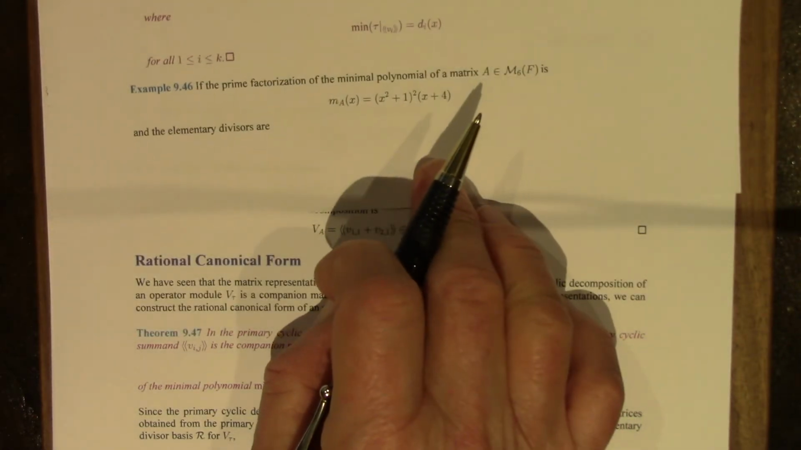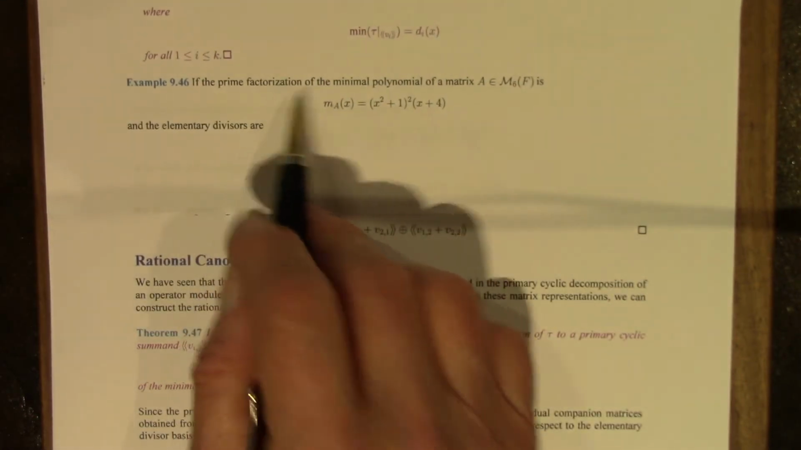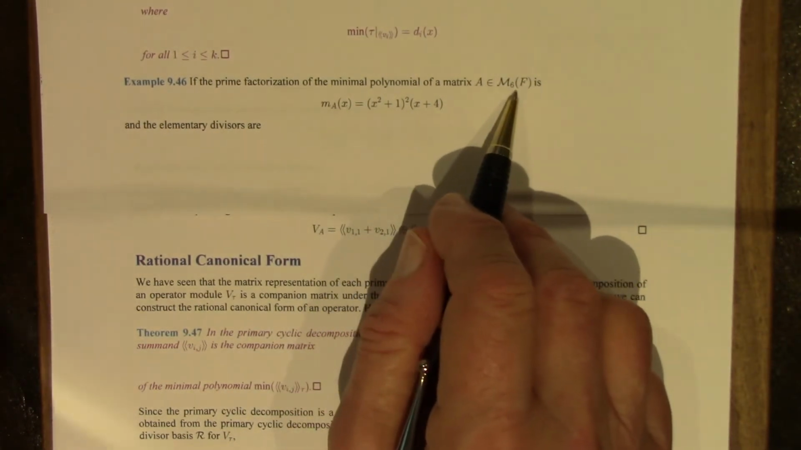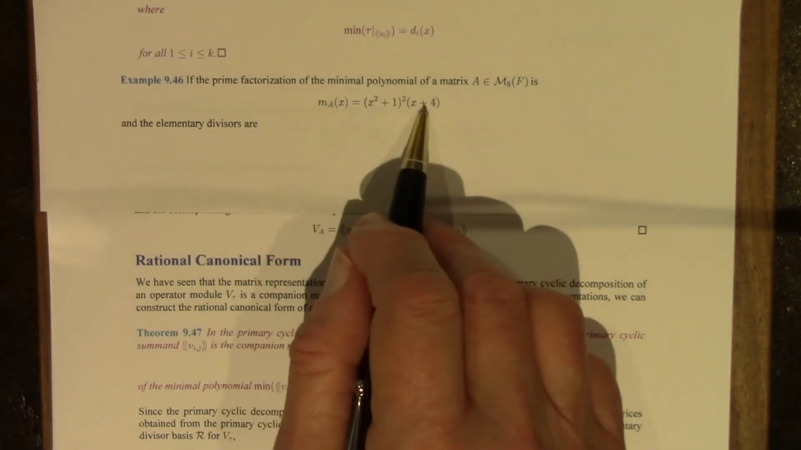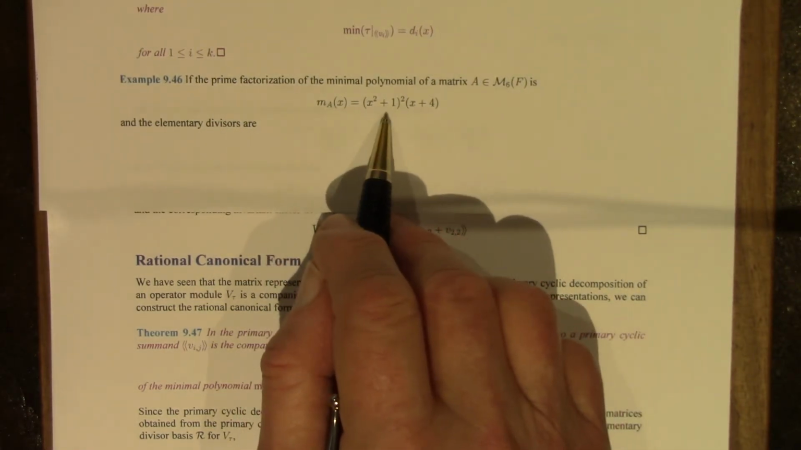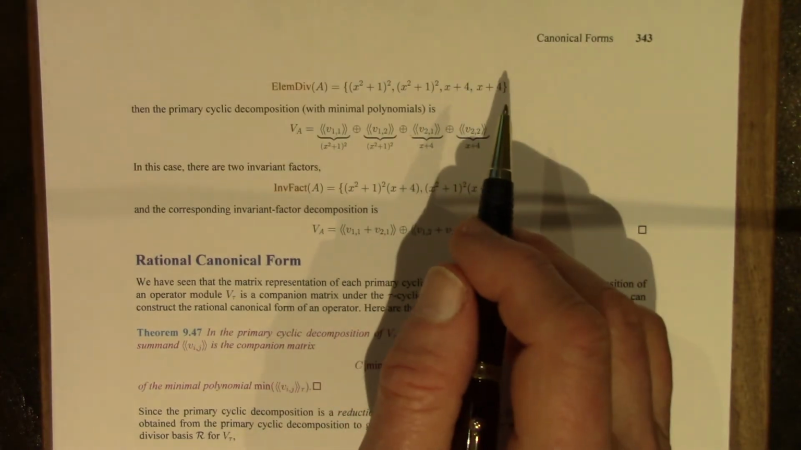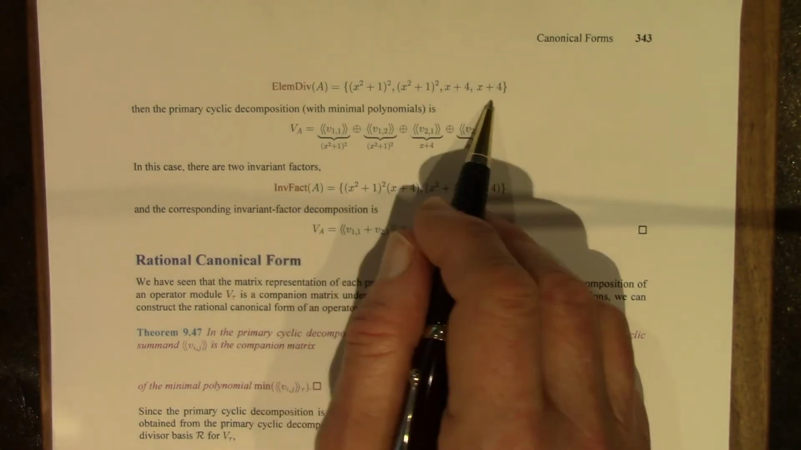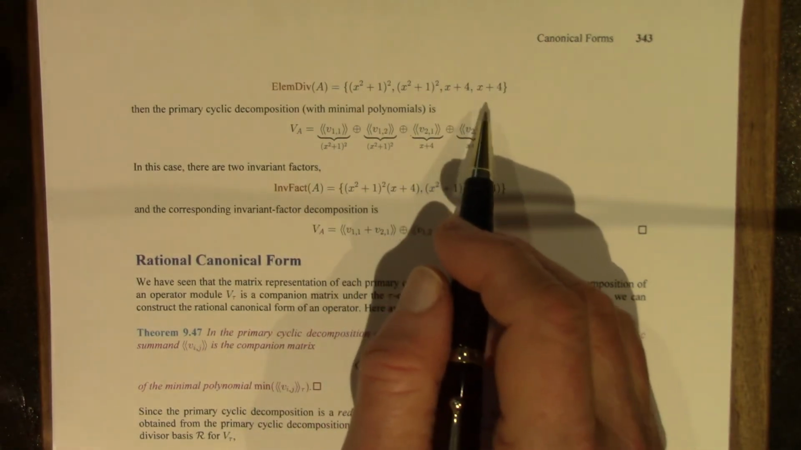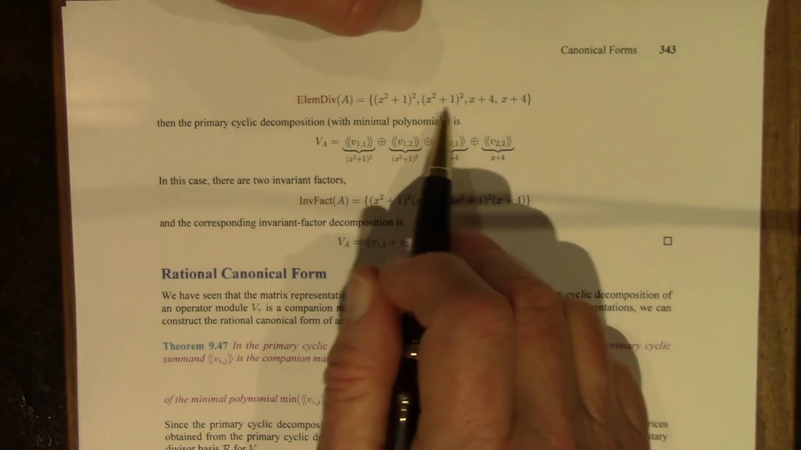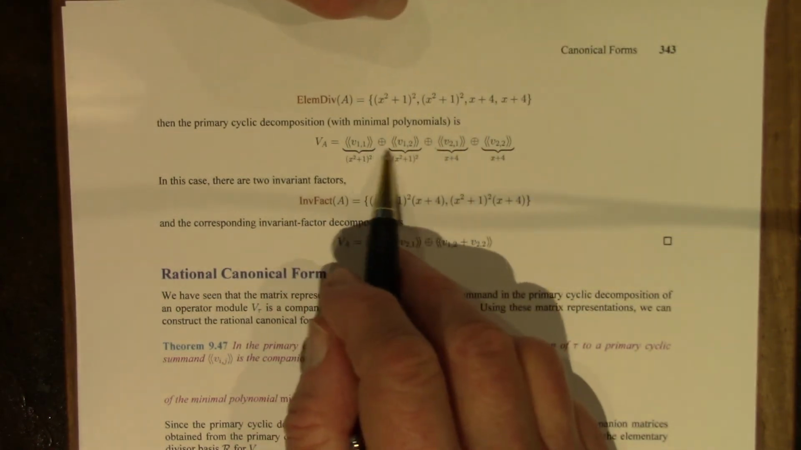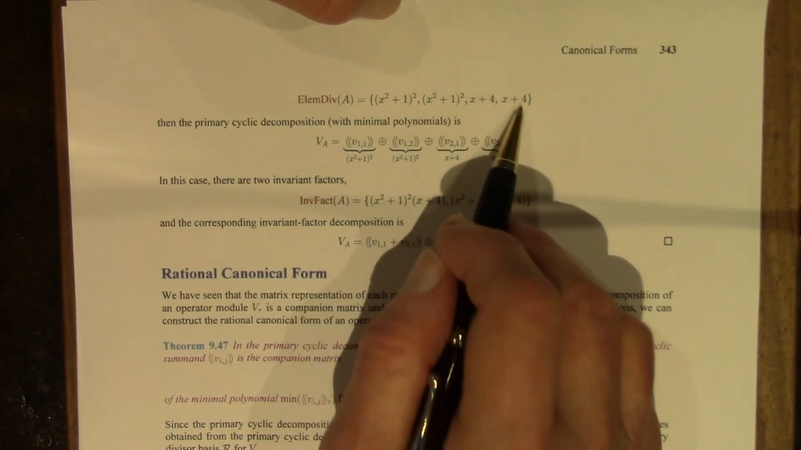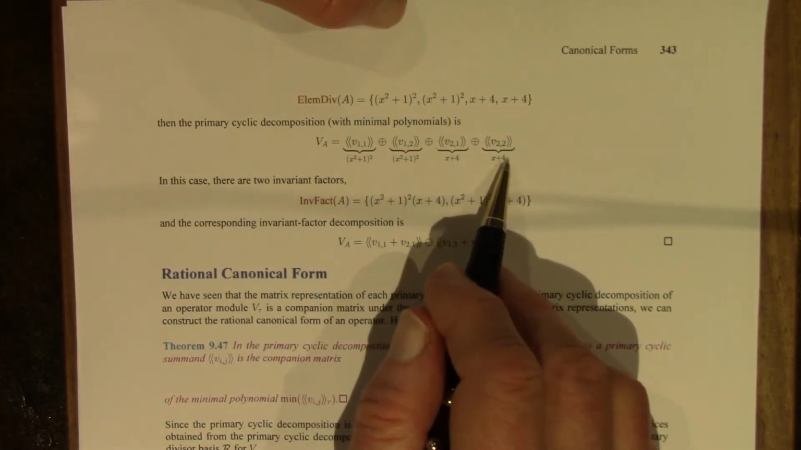Let's do an example. If the prime factorization of the minimal polynomial of a certain 6 by 6 matrix looks like this, and the elementary divisors look like this, we're just doing an example here, then this is what the primary cyclic decomposition looks like with 4 elementary divisors. Those are the minimal polynomials.